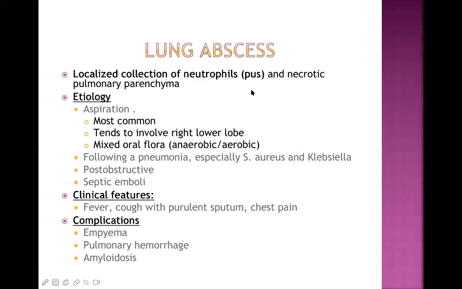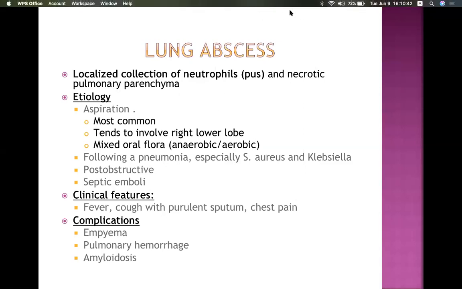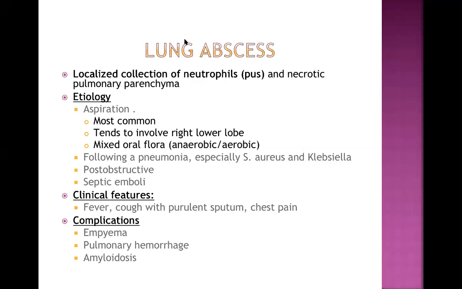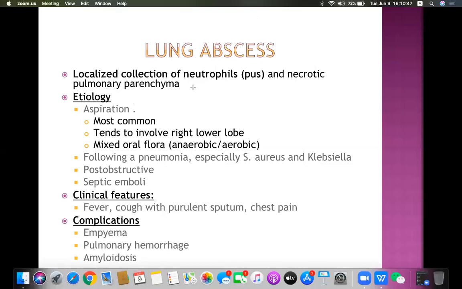Now, lung abscess is a localized collection of pus and necrotic pulmonary parenchyma. You can simply say pus, okay, but along with pus there is necrotic pulmonary parenchyma as well inside one part of the lung. Many times it is surrounded by a pyogenic membrane. You can mention it there if you want, but even if you do not write, it's fine. A localized collection of pus in one particular area of the lung is called lung abscess.